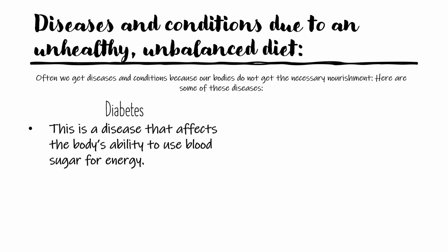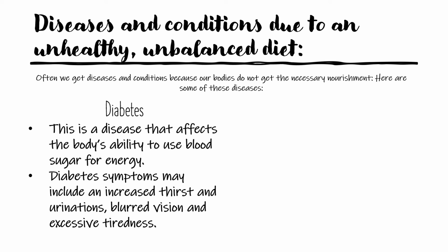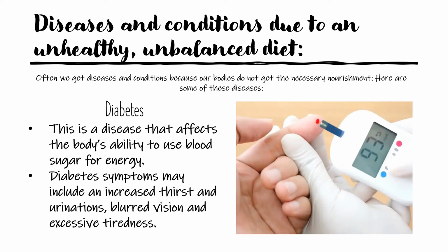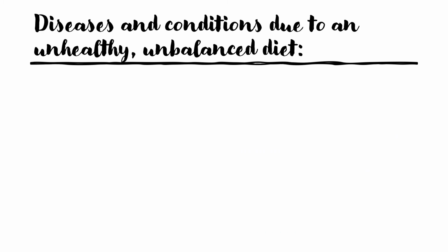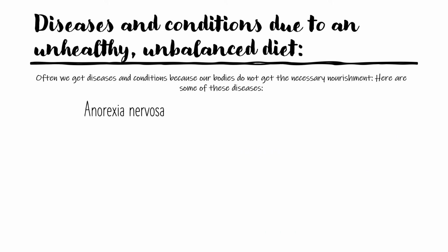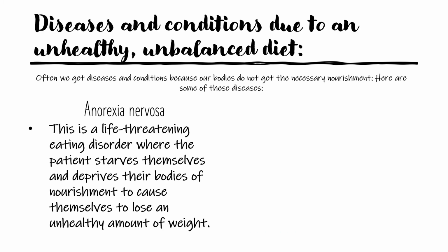Diabetes. This is a disease that affects the body's ability to use blood sugar for energy. Diabetes symptoms may include an increased thirst and urination, blurred vision, and excessive tiredness. Anorexia nervosa. This is a life-threatening eating disorder where the patient starves themselves and deprives their bodies of nourishment to cause themselves to lose an unhealthy amount of weight.